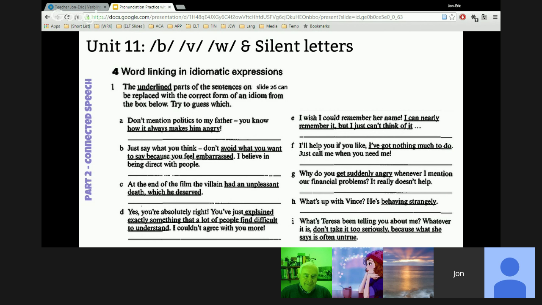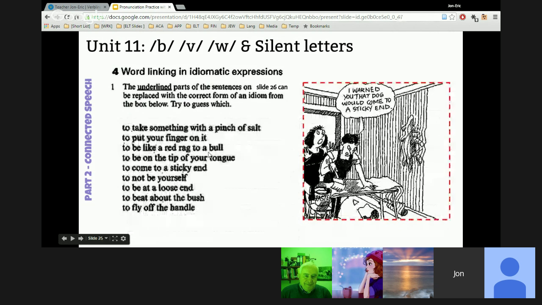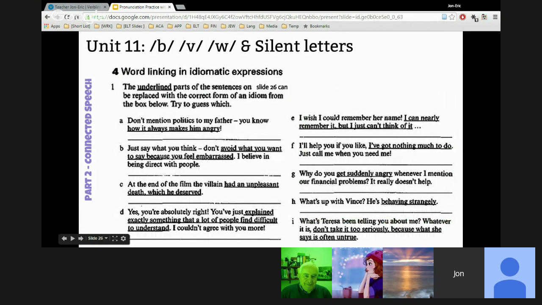At the end of the film, the villain had an unpleasant death, which he deserved. To come to a sticky end. Very good. That's exactly right. Okay, and so it should be something like this. At the end of the film, the villain came to a sticky end in the past tense. He came to a sticky end. Very good.